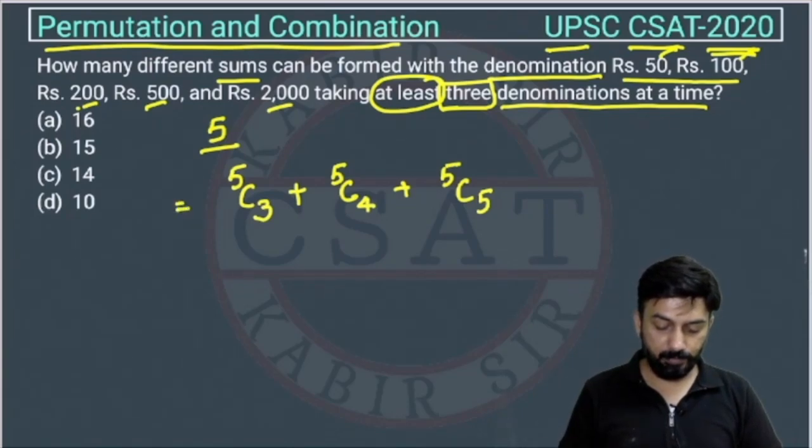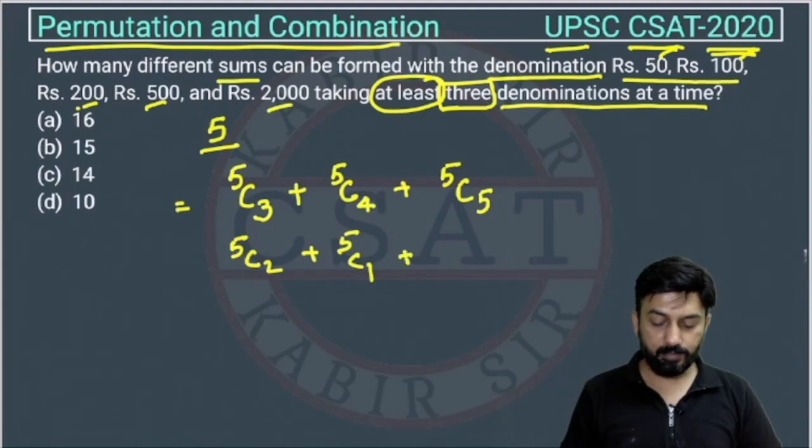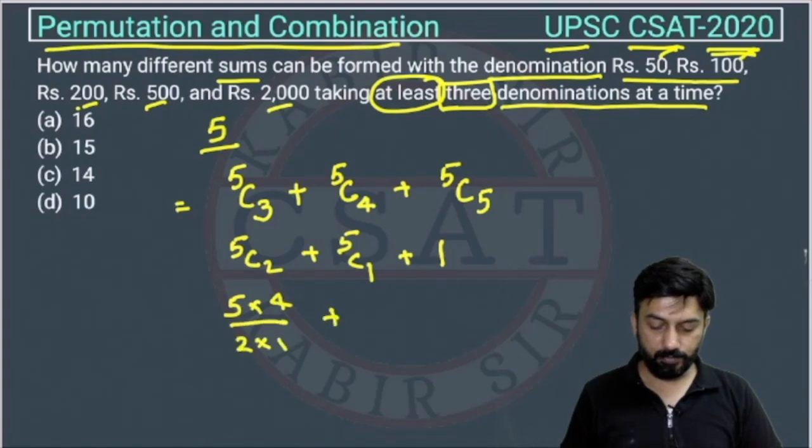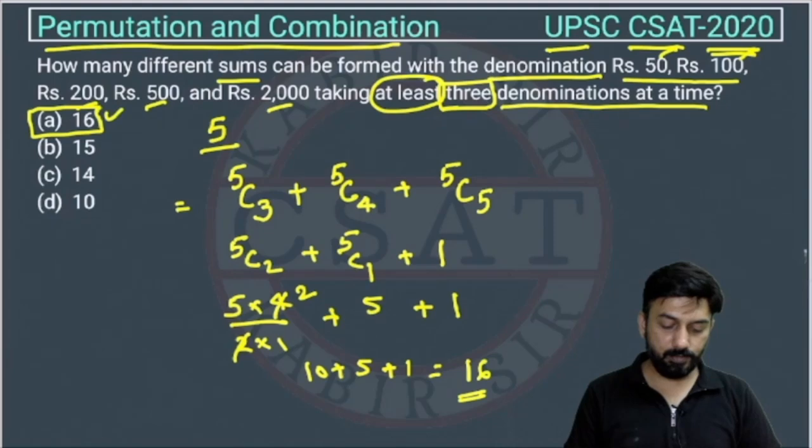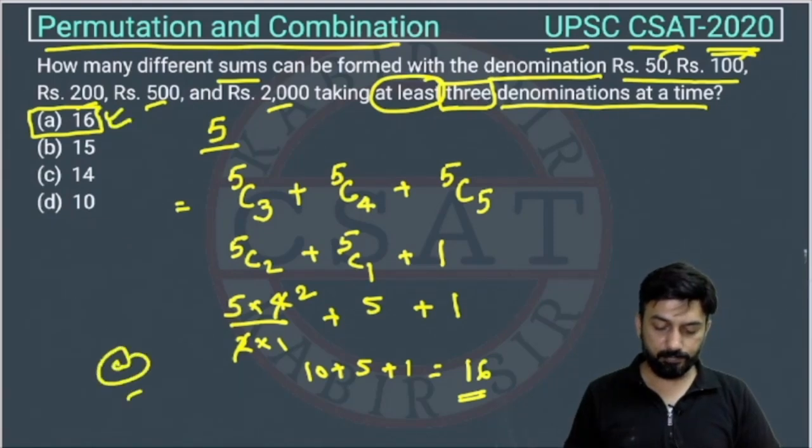So this 5C3, we can write it 5C2 also, and this will be 5C1, right? And this 5C5 will be 1. So this will be 5 into 4 over 2 into 1 plus 5 plus 1. We will solve this. This 2 will cut this 4 2 times. This will be 5 into 2, 10, plus 5 plus 1. So this will be total 16. Right. So the answer is option A. So this is the answer, option A.